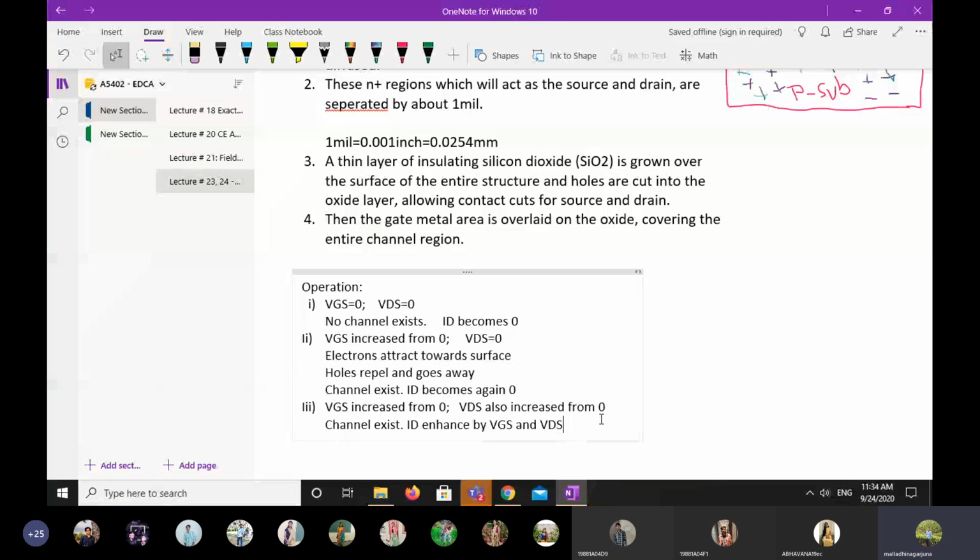See, this is what I am telling you, you can explain everything in your own words. That's not an issue. The only thing is we have to write the conditions, like if VGS equals 0, VDS equals 0, what happens? You have to write statements. And the next point, if VGS is increased from 0 and VDS is maintained at 0, what happens? And the third point, if VGS is increased from 0 and VDS is also increased from 0, what happens? You have to write in your own words or sentences.